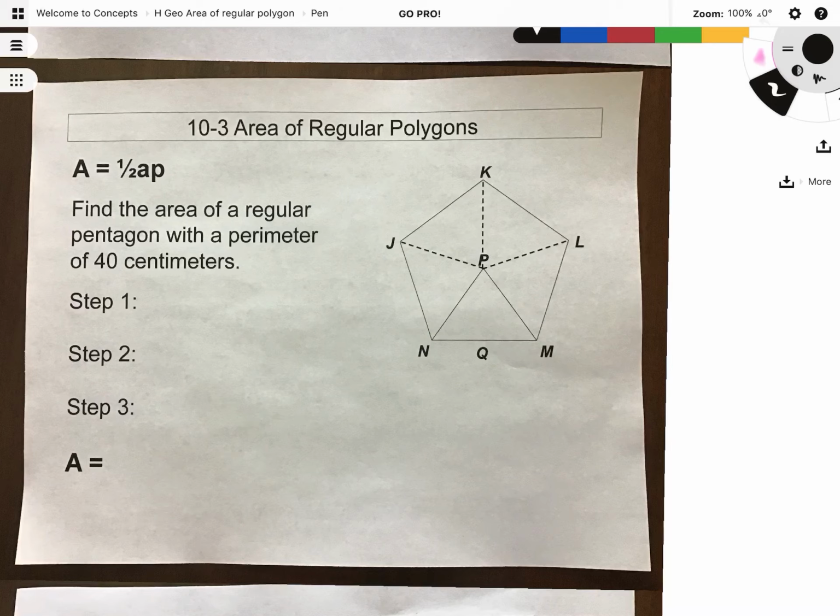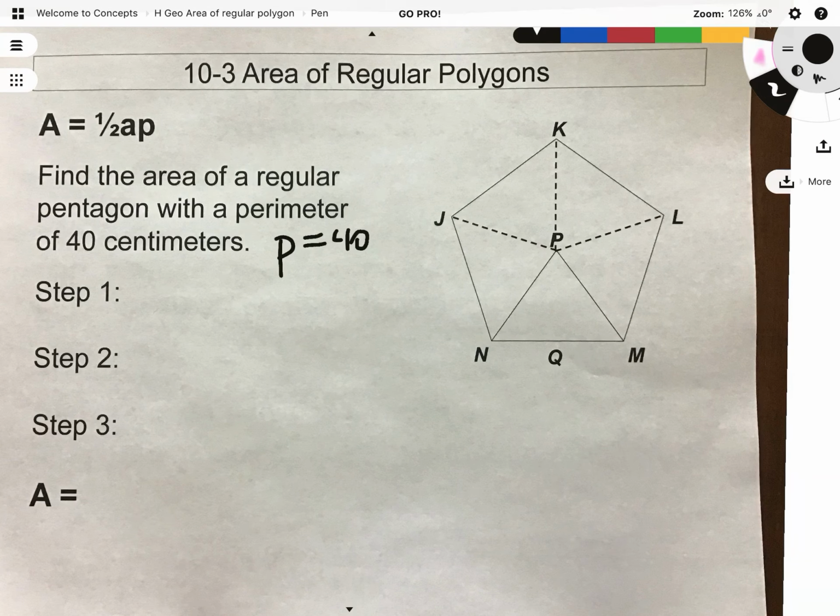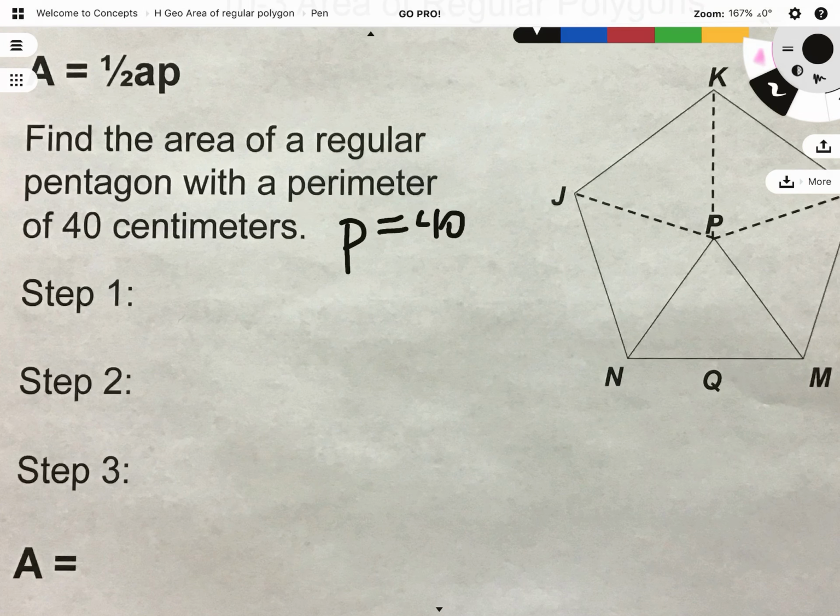Okay, so let's look at the steps involved with this. If we want to find the area of a regular pentagon with a perimeter of 40 centimeters, so perimeter P is equal to 40, the first thing we want to do is find the apothem.